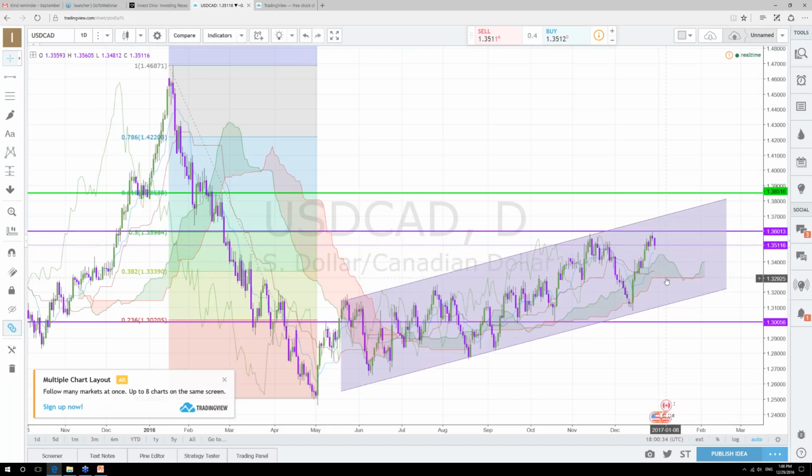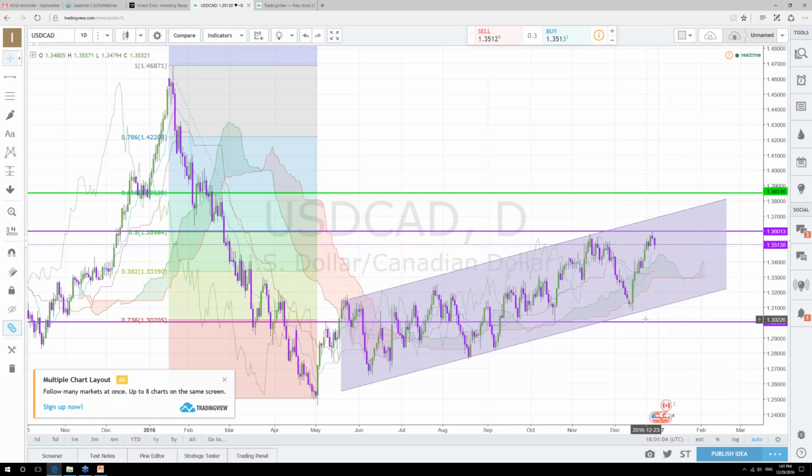and see if the cloud actually supports the pair. If it doesn't, this would actually be a great place to buy, right? If it doesn't, we can buy here and then target either, again, this 50% retracement level or the upper band of the channel, right? Which, well, at the time when that happens, probably is going to fall exactly at the 61%, right?